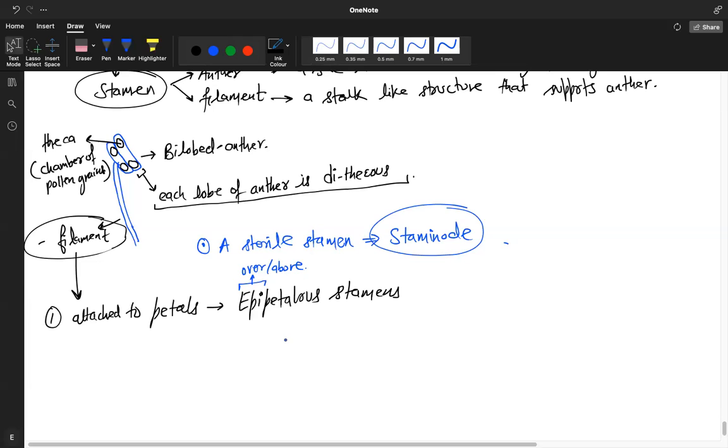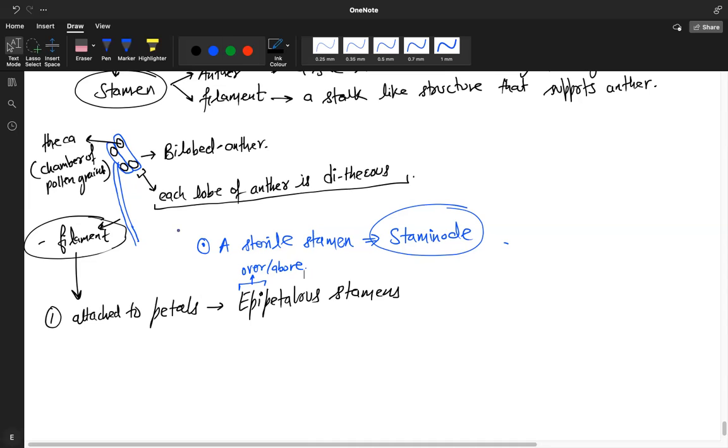Have you heard the word epidermis? What is epidermis? Your outermost layer of the skin. That's called epidermis, okay? So epipetalous means over petals. So if the filament is attached to petals, it's called epipetalous.